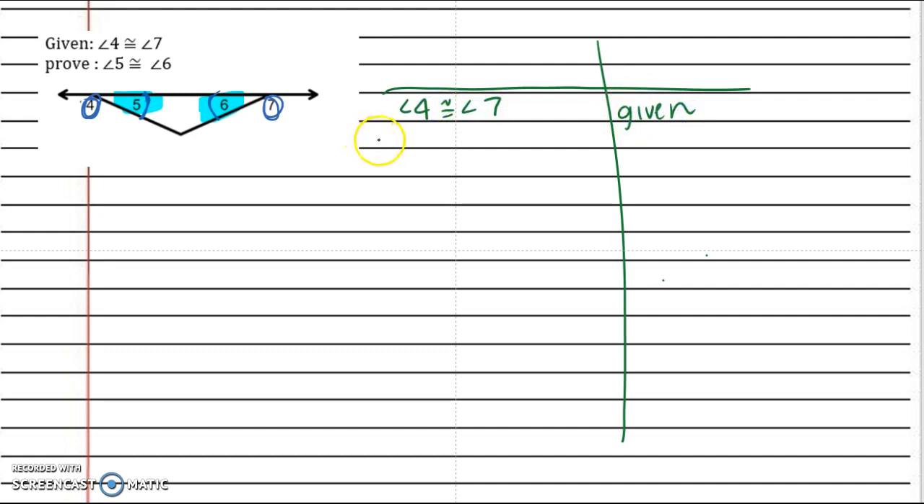So we see we have some linear pairs. Let's see what the linear pairs are. Angle 4 and angle 5 are a linear pair. And angle 6 and angle 7 are a linear pair. Because if angles form a line, then they make a linear pair.